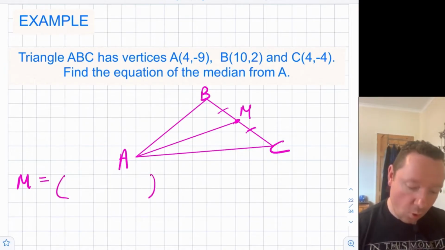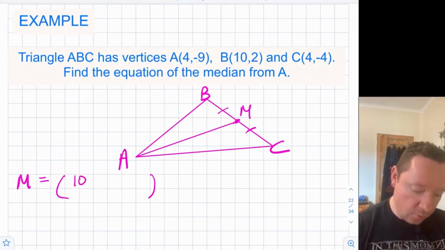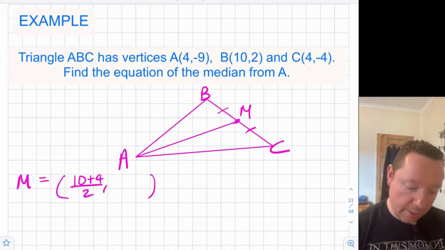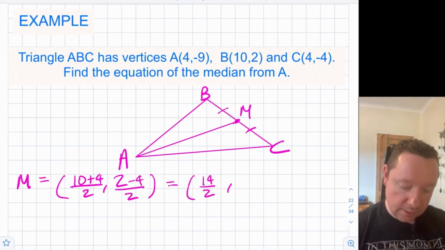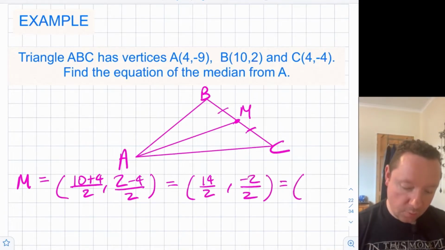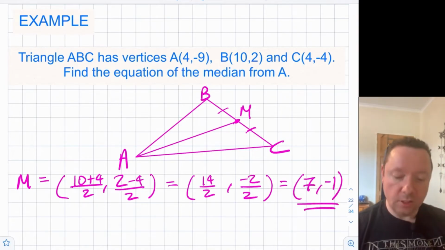So we've got B is 10 and then C is 4. So 10 plus 4 divided by 2. And then for the y parts, we've got 2 for B, and for C, we've got minus 4, divided by 2 as well. 10 plus 4 is 14 divided by 2. 2 minus 4 is negative 2 divided by 2. So our midpoint is just the point (7, negative 1). So there's our first information. Now we've got a point.